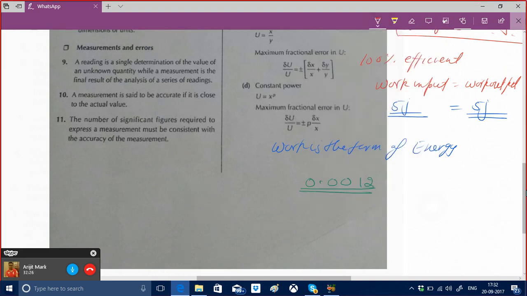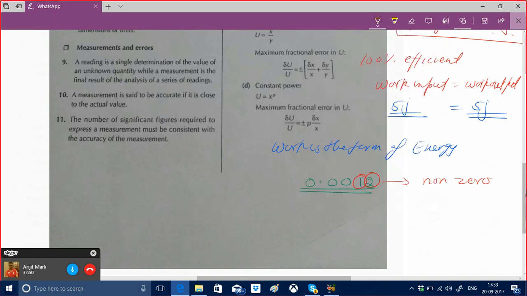1, 2, 3, 4 significant figures. Oh my God, no. There are only 2 significant figures. Non-zero numbers, okay? Because after the zero, yes, that's right. Wait a second, beta. Just see here. In this situation, you can see that the non-zero numbers are your significant figures, okay?